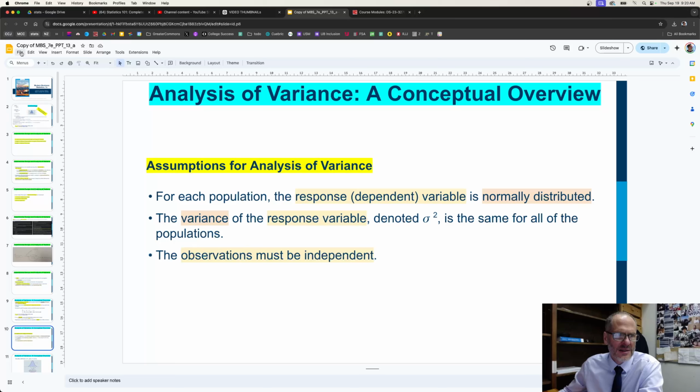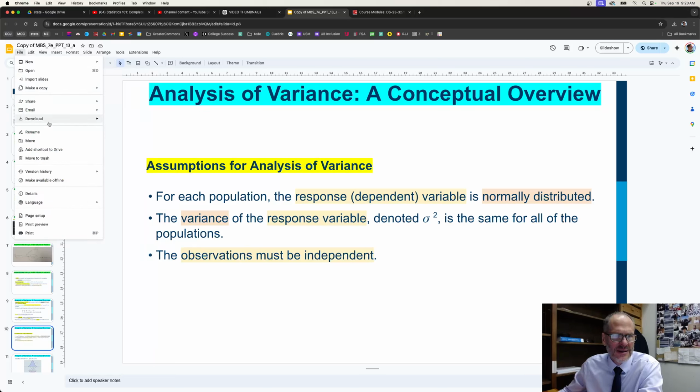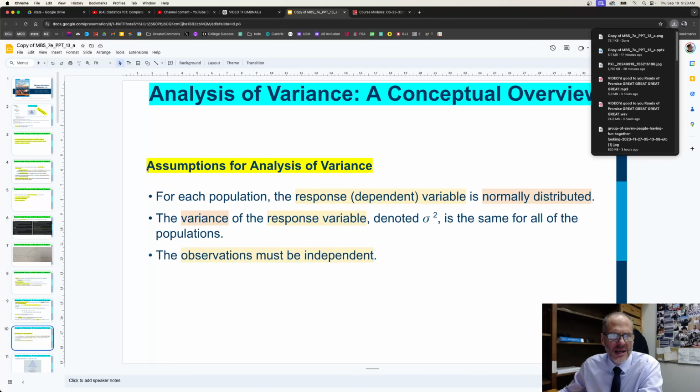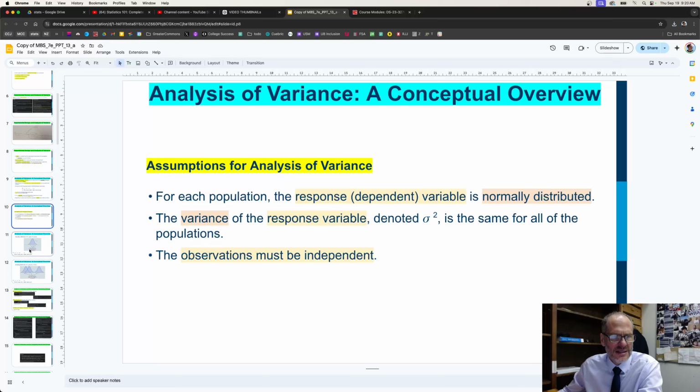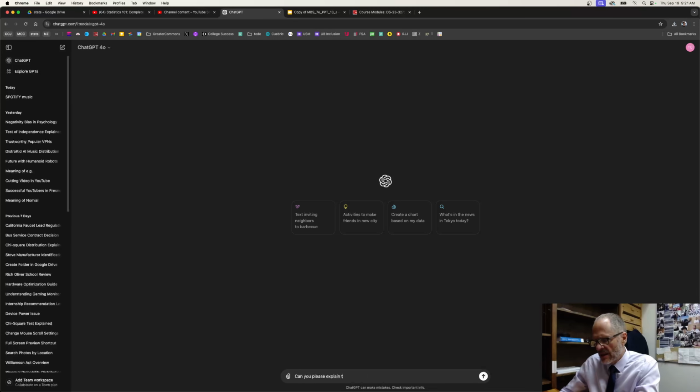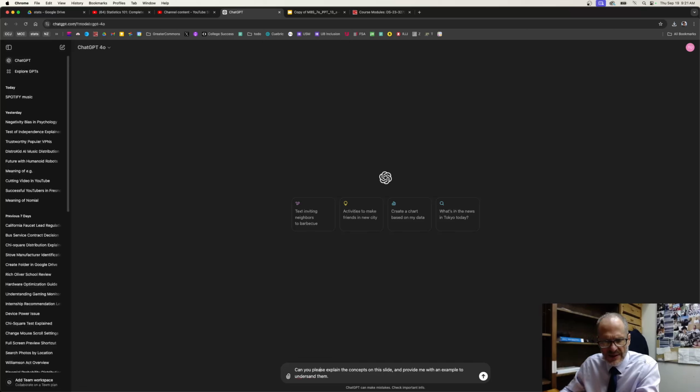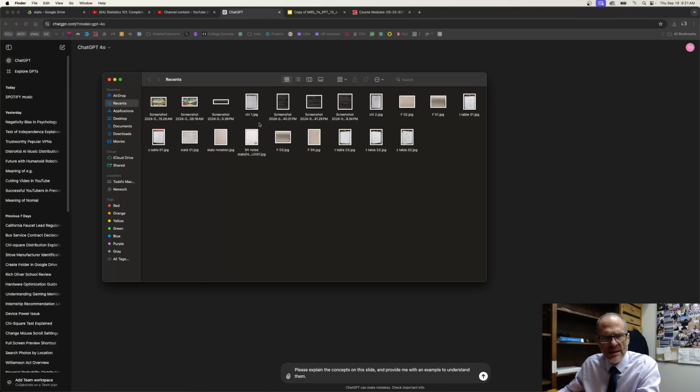That'd be an interesting one to have ChatGPT explain. So we're going to download this as a PNG, drop it in ChatGPT, and see what ChatGPT has to say about it. Let's do it now. Please explain the concepts on this slide and provide me with an example to understand them. Now I need to get the slide and drop that in over there.